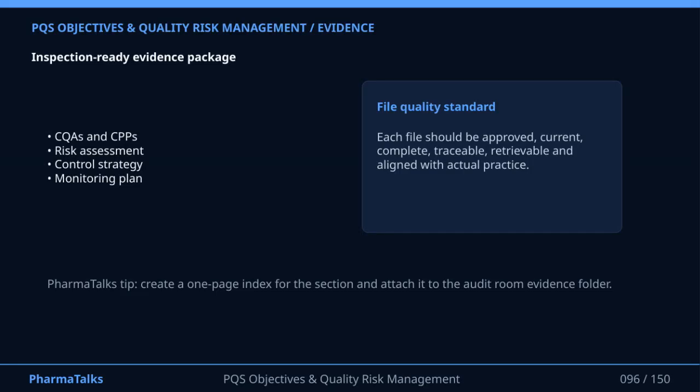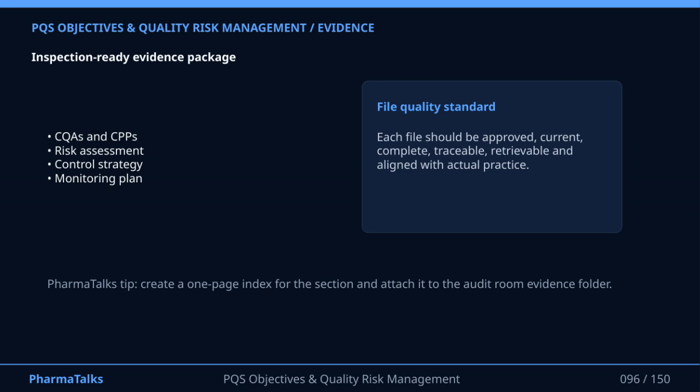Here, we focus on the objectives of the pharmaceutical quality system and how quality risk management plays a critical role in maintaining compliance. The goal is to have an inspection-ready evidence package that clearly documents critical quality attributes and critical process parameters. This package should also include a thorough risk assessment, a well-defined control strategy, and a detailed monitoring plan.